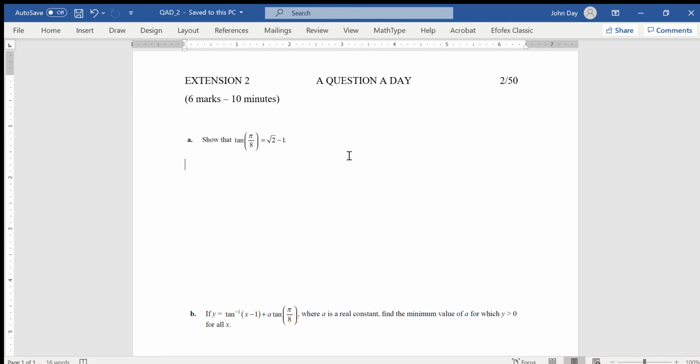Okay, so what tan formulas do we know in our courses? There's tan of A plus B or A minus B. So I could use tan of 2 lots of pi on 8. I could actually use tan of 2 lots of pi on 8.